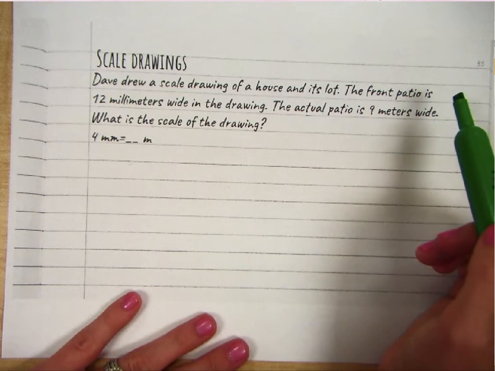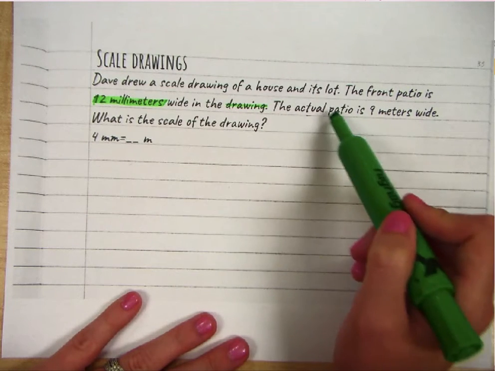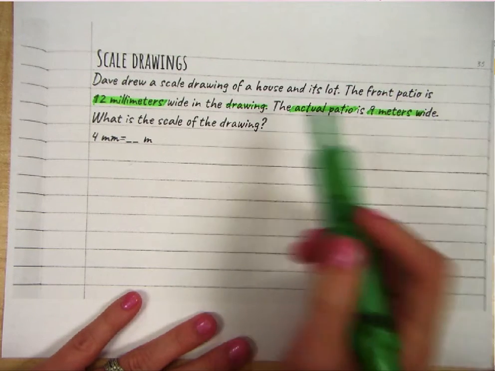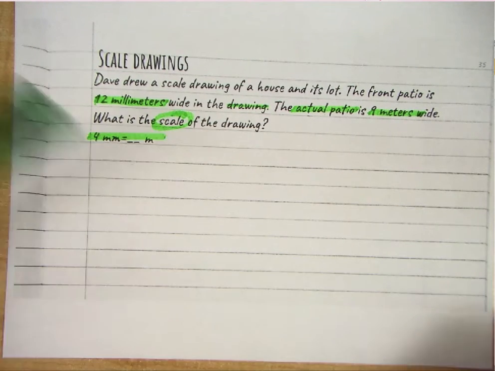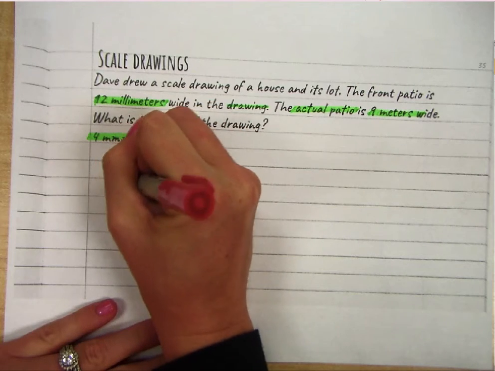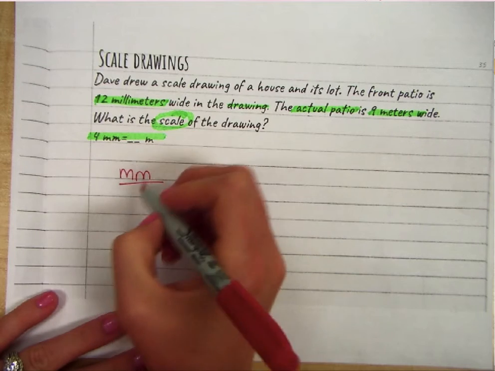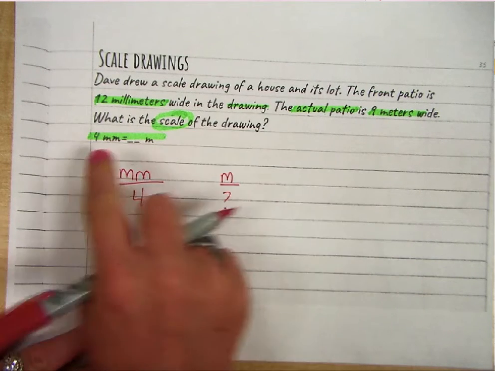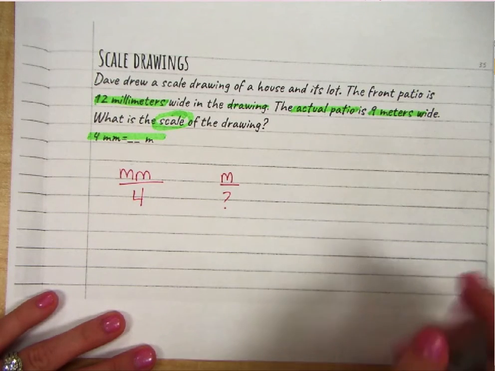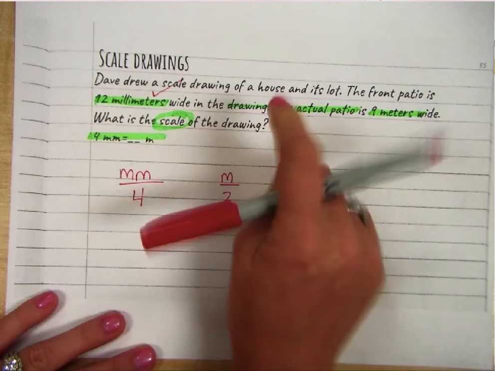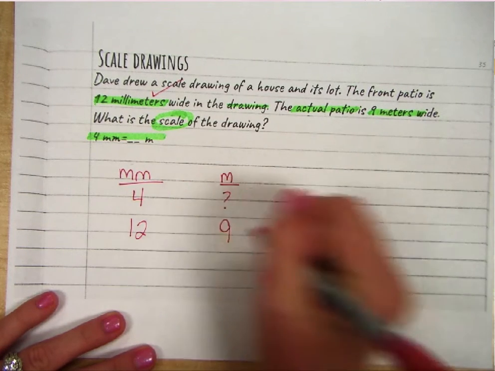Okay, let's highlight the important things. 12 millimeters in the drawing. Actual patio is 9 meters. What is the scale? And it gives us that scale. Okay, so we're comparing millimeters and meters. I'm going to write down my scale before I do anything else. I have 4 millimeters, some number of meters. And then let's write down 12 millimeters in the drawing. Actual patio is 9 meters.